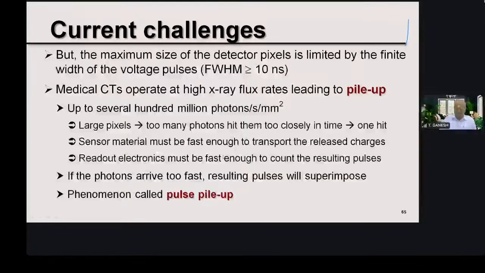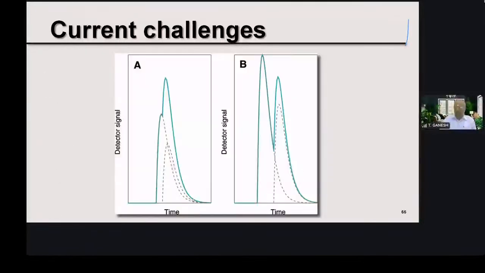So readout electronics must be fast enough to count the resulting pulses, and if the photons arrive too fast, the resulting pulses will superimpose, a phenomenon called pulse pileup. So this is one pulse. Before it is counted and the detector is made ready for counting another one, another pulse arrives. So together they are summed up, and this is what is called the pileup. So they should be differentiated. That is the full width half maximum.